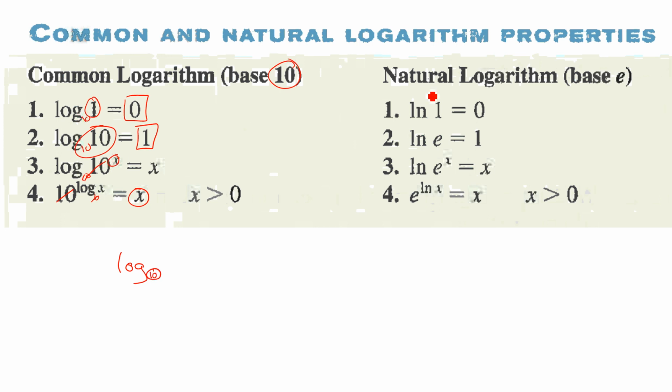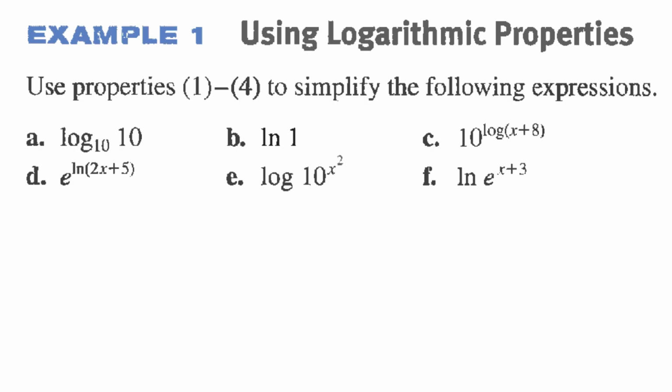And the same thing works here because ln stands for log base e. So anything of 1 gives you 0. Log base e of e should cancel out and give you 1. And then we'll cancel and cancel, and we'll just have the x left over. All right, let's try some problems.